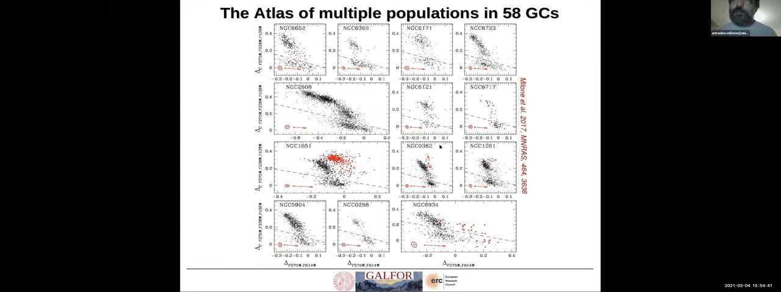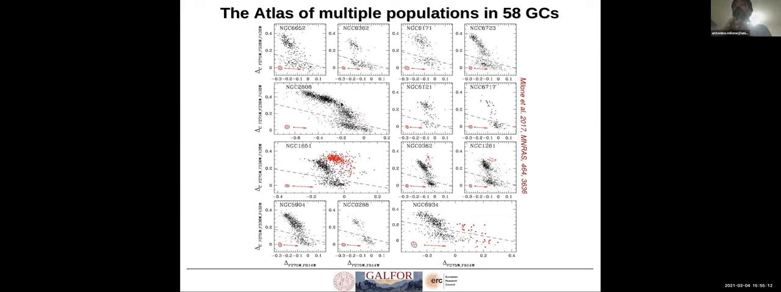And this is a beautiful picture from our atlas of multiple populations in globular clusters. And you immediately see the complexity of the multiple population phenomenon. You see that the situation changes dramatically from one cluster to another. The number of populations differs from one cluster to another. The extension of the map changes from cluster to cluster. And also the relative numbers of first and second generation stars change from cluster to cluster.